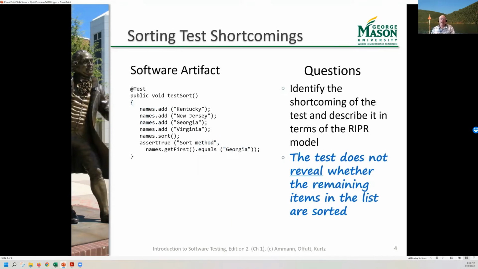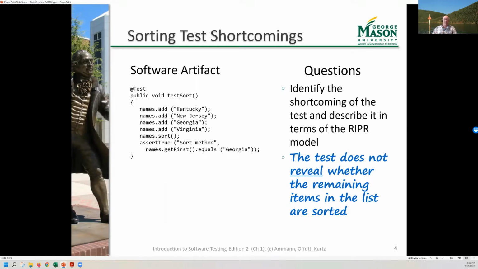All right, so then we had a couple of examples. This was one of them, given this software artifact. And I know that we haven't really talked about JUnit and our test automation tools yet. That comes today. At the same time, it's fairly obvious what this does, right? We're taking a list, we're adding names to the list, we're sorting the list, and then our test is checking to see that the first thing in the list equals Georgia. And so what's wrong with this test, or what are the shortcomings of this test?